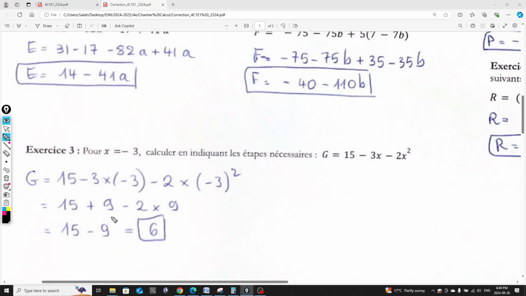It doesn't really matter, but I'm not adding first. I've actually got to do this multiplication first. So I'm actually going to get 15 plus 9 minus 18. You can just do that however you want. That's going to come out to 6. So there you go.